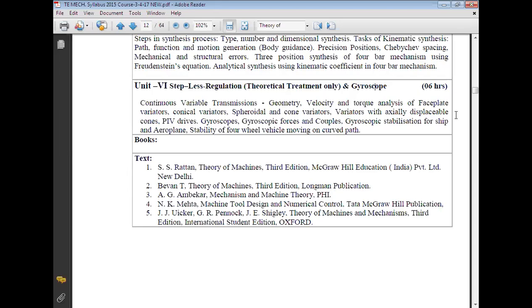Now, the very famous question you people have is which book we should refer to. One of the good books is Theory of Machines by S.S. Ratan. This is quite a good book which covers all the points of this particular syllabus. So you can refer to that particular book.